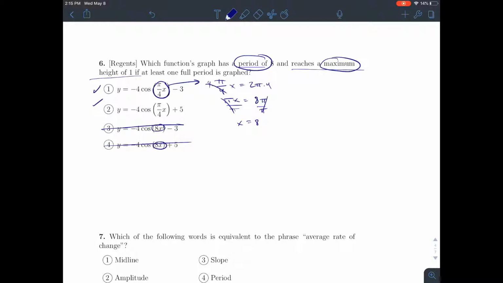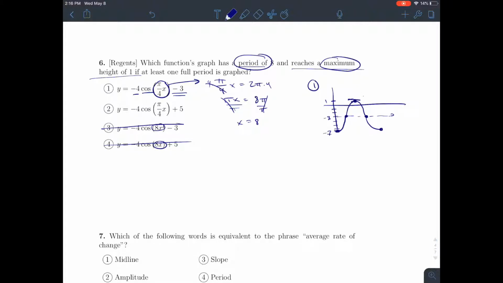Okay, so now between the first two, how do we decide which is the best choice? If we look at graphing the first one, it will have a vertical translation of -3, so the midline will be at -3. It's cosine, but it's -4, so it's going to start out 4 units below at -7. It's going to rise to the midline. It's going to rise the amplitude 4 units past this. So 1, 2, 3, and then 4 would be 1, and then down to the midline, and then back to where we started. So it does look like the maximum value is 1. So this one satisfies all the requirements.